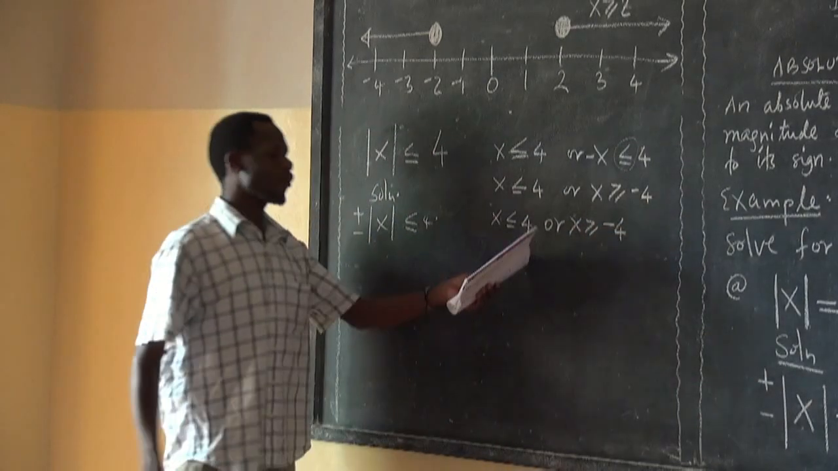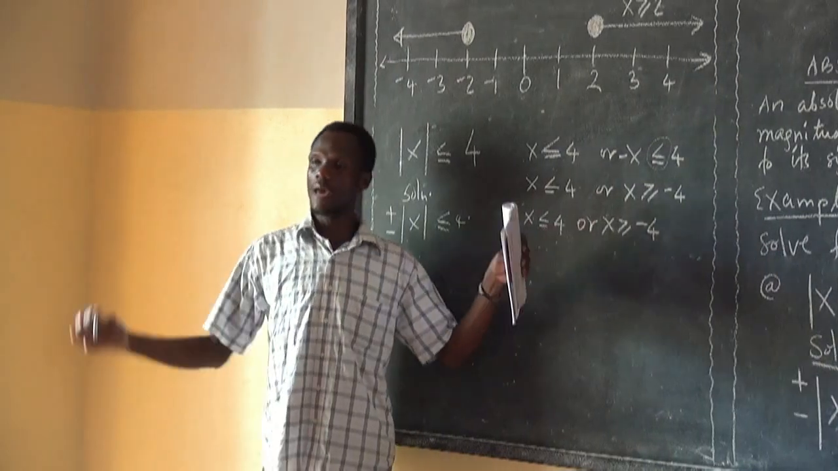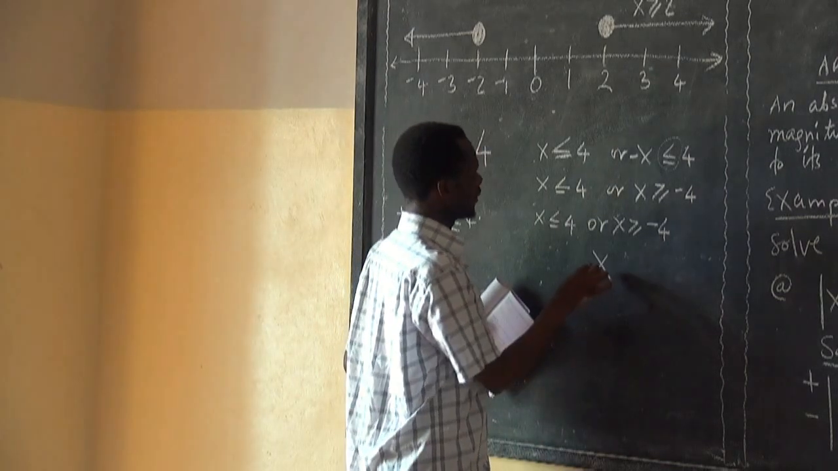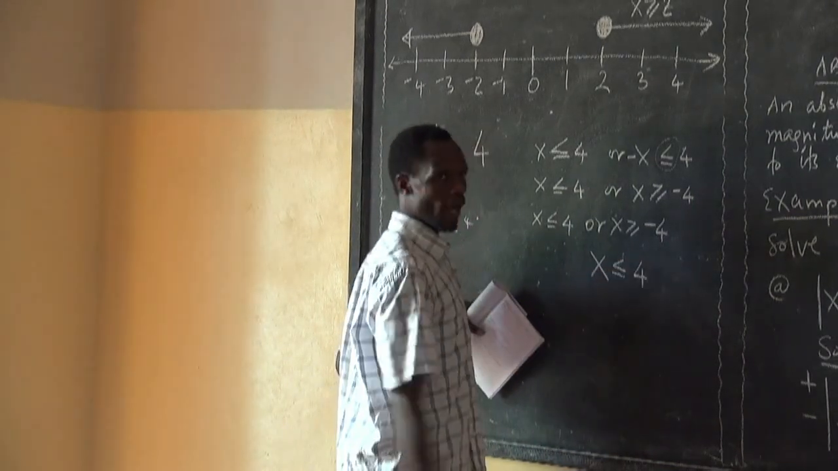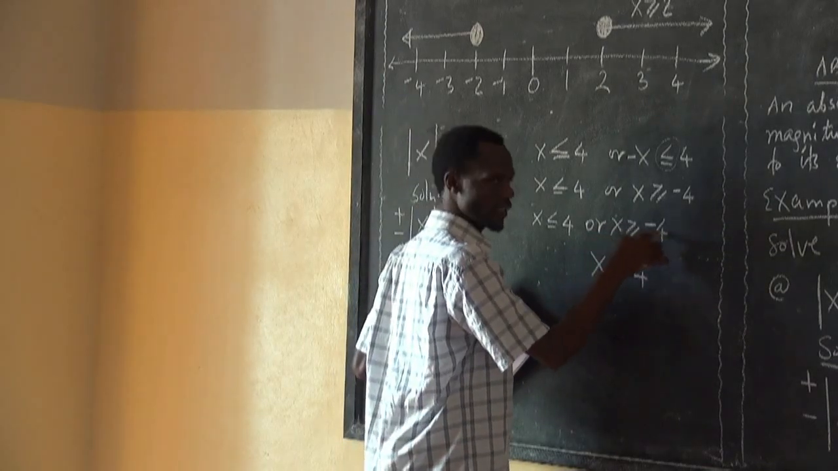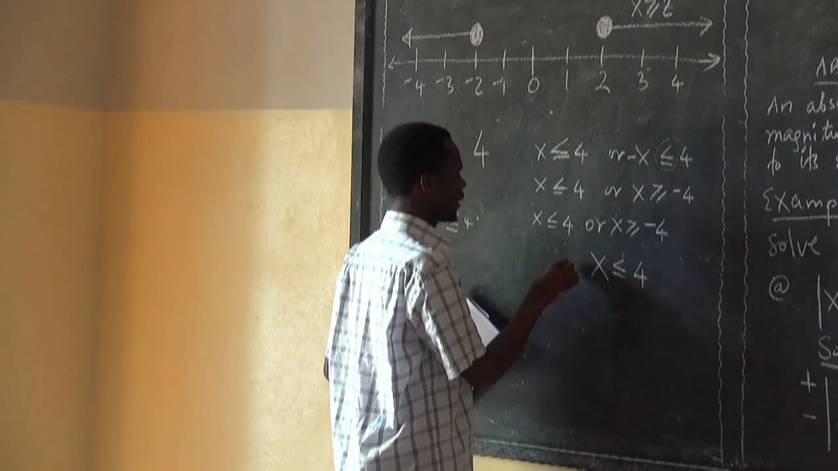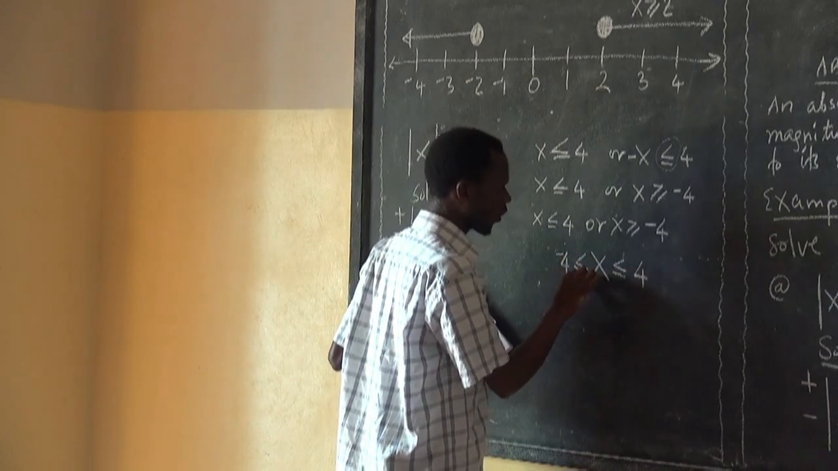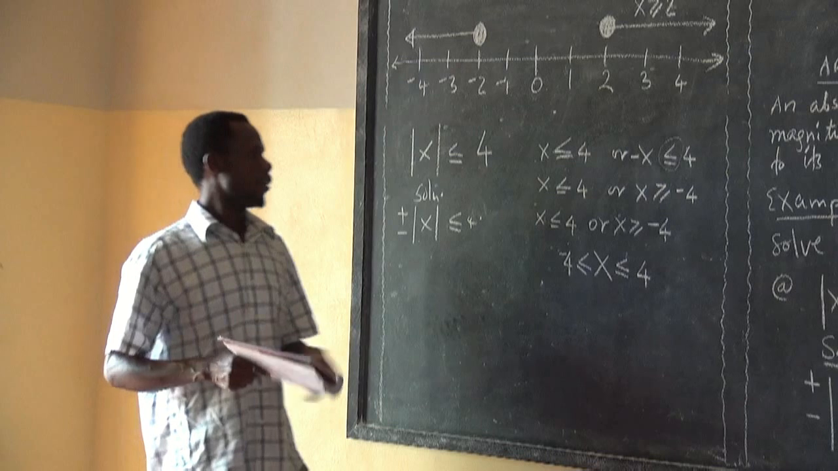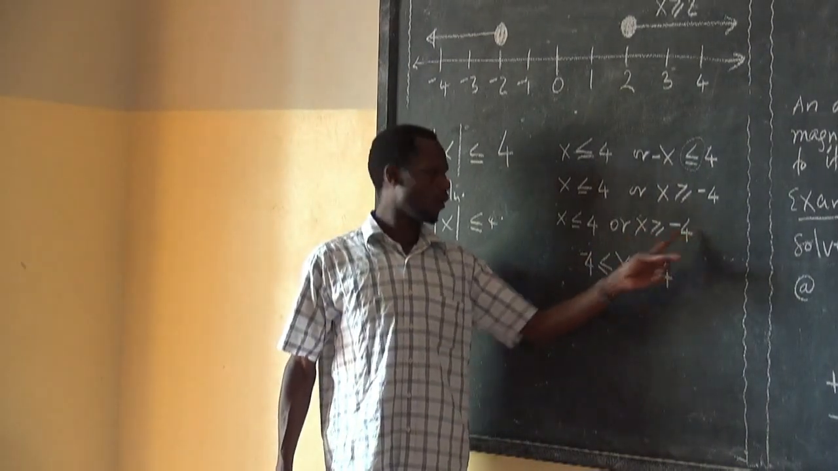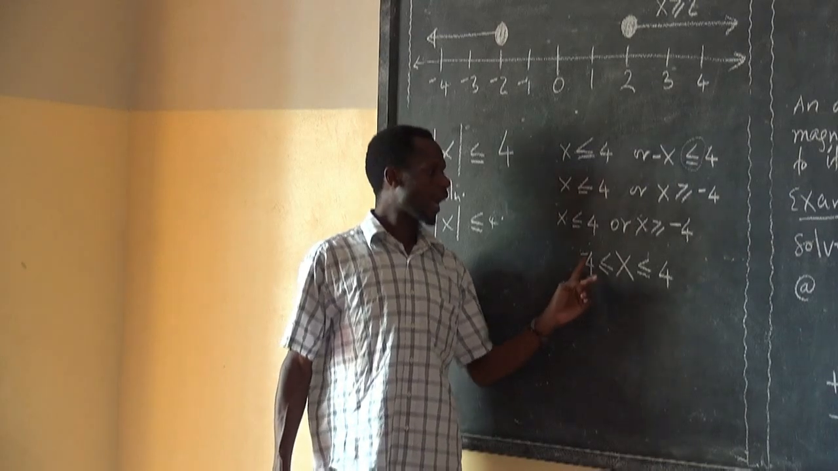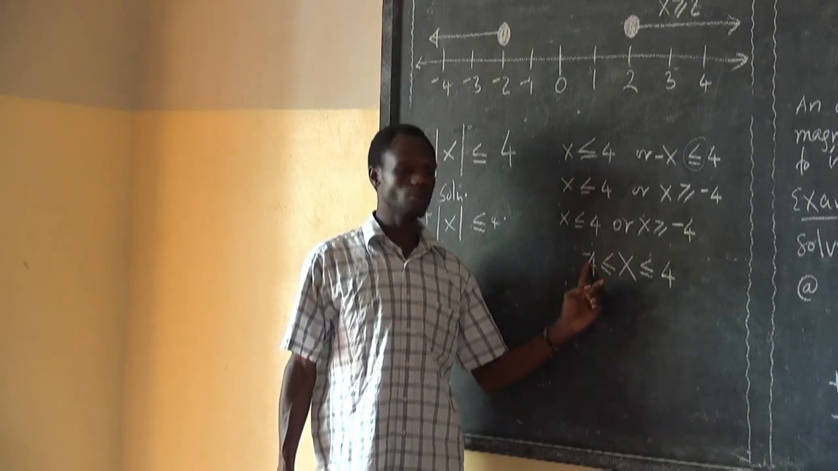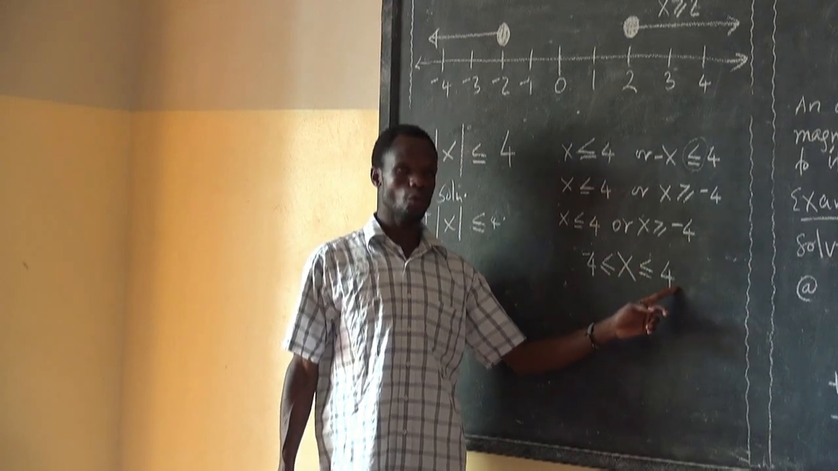Also we can combine this one. We can put them together. Now we say x is less than or equal to 4, but x is greater than or equal to negative 4. Now we say negative 4 is less than or equal to x. Means x is greater than or equal to negative 4, and x is less than or equal to 4.